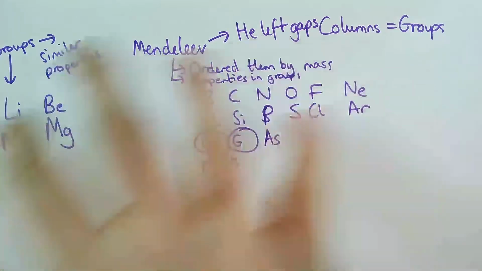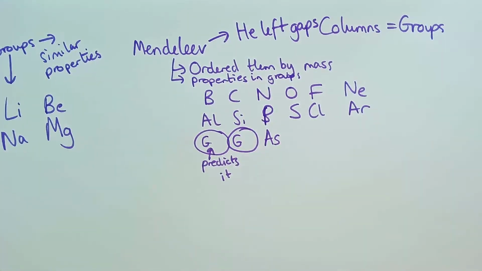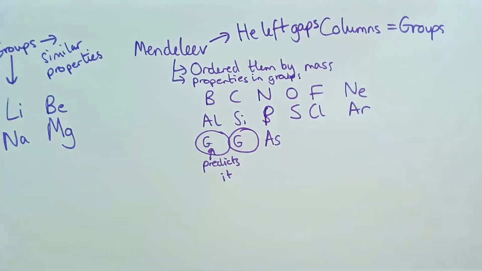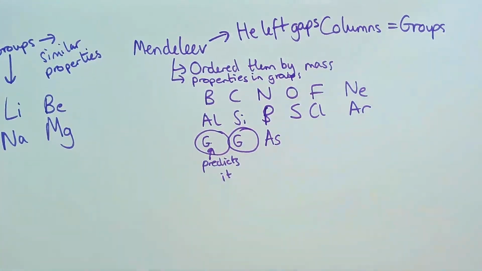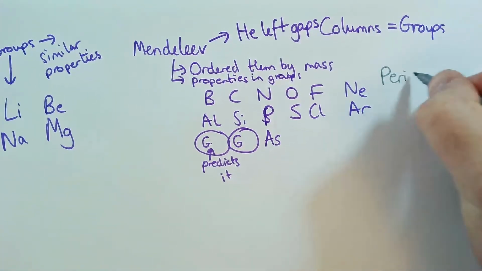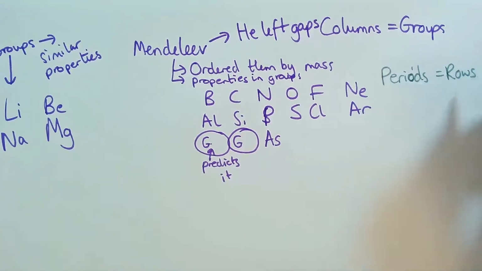So he's the first one who really comes up with a modern periodic table. We've got the columns, which are called groups, and we've got the rows. Just to complete your question, Liam. The rows he calls periods. Okay.